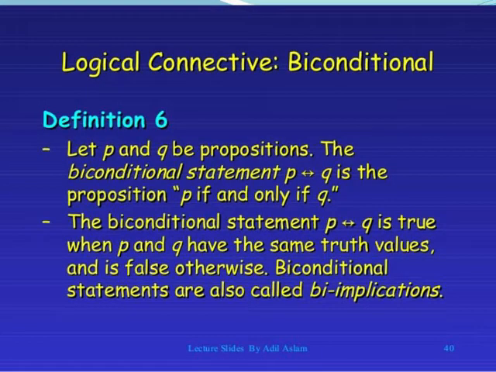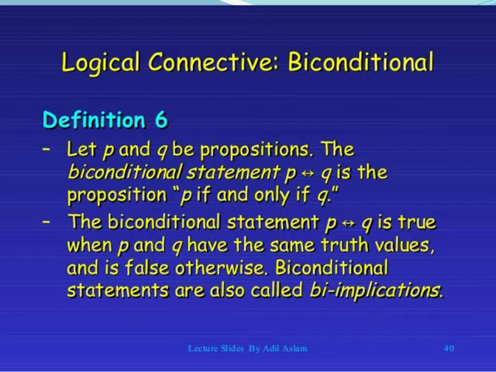Next, we move on to the next logical connective, biconditional. Definition: let P and Q be propositions. The biconditional statement is the proposition P if and only if Q. That is the format for biconditional. Here we use the symbol P, a double-headed arrow, Q. That means if and only if. We read it as P if and only if Q, or we can read it as P implies Q and is implied by Q. And here we use the format P if and only if Q.